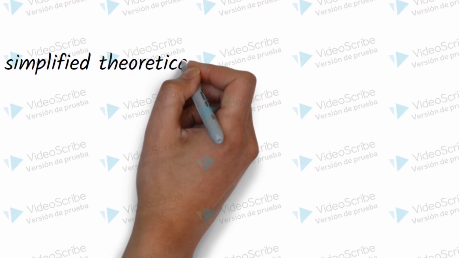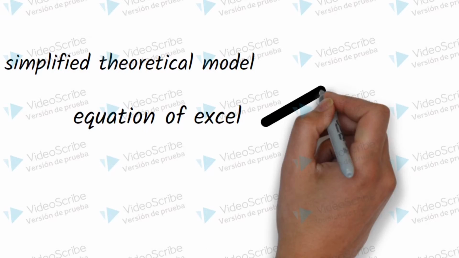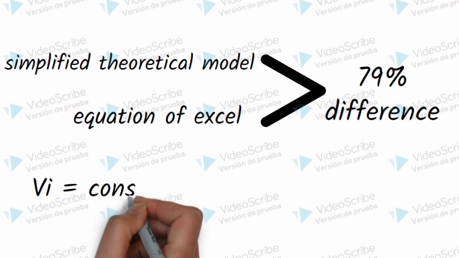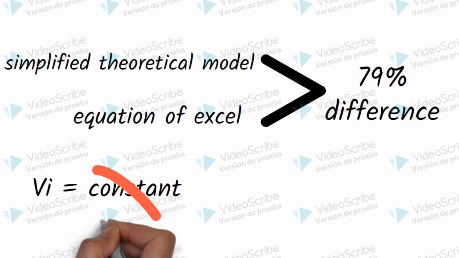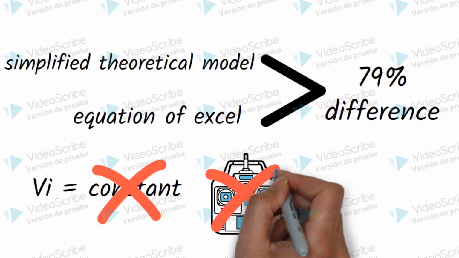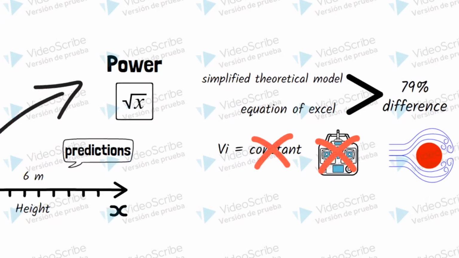The correlation between the simplified theoretical model and the equation from Excel is remarkable, with a 79% difference. This happened due to the difficulties in maintaining the initial velocity exactly constant at all times, as I don't have a machine or special technology to achieve this. Another anomaly that contributed is air resistance.